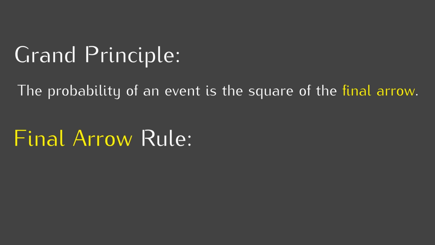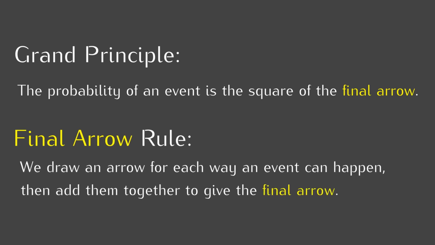But how do we calculate the final arrow? To each way that an event could happen, we draw an arrow, then add them up together to give the final arrow, the square of which is the probability. With these rules, I guarantee that we can explain each and every phenomenon of light with empowering accuracy, so I'll only show you the simplest examples. Okay, so that's the recap.